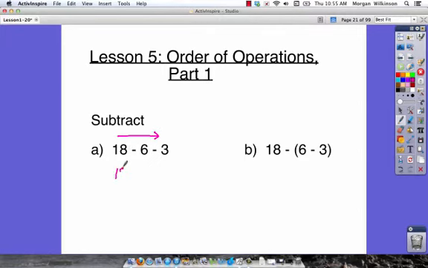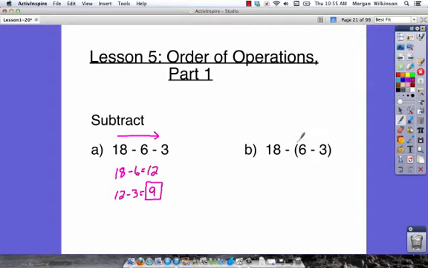So 18 minus 6, well, 18 minus 6 has to be equal to 12, and 12 minus 3 has to be equal to 9. Okay, and we've got our right answer. 18 minus 6 minus 3 is equal to 9. Now look at problem B. Problem B says 18 minus (6 minus 3).